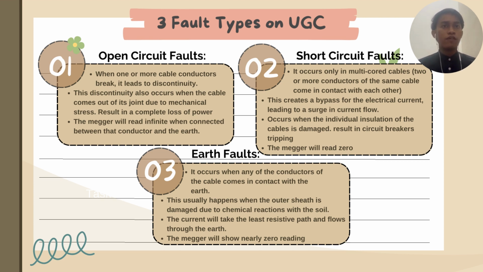Next, the earth faults. The earth faults occur when any of the conductors of the cable comes in contact with the earth. So this usually happens when the outer sheath is damaged due to chemical reaction with the soil. The current will take the least resistive path and flows through the earth. So the megger will show a nearly 0 reading, which indicates the earth faults.